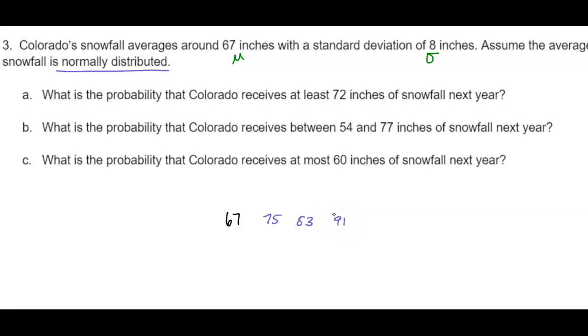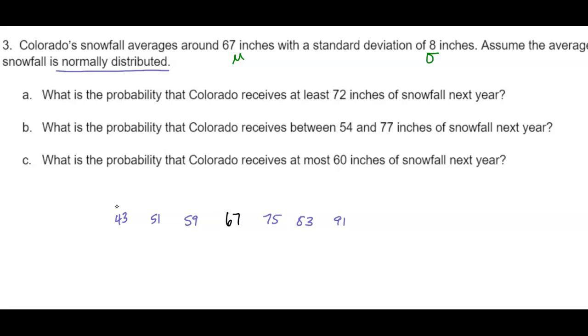Now let's do 3 standard deviations to the left. So now I'm going to take the mean of 67, and I'm going to subtract 8 over and over again until I get 3 standard deviations to the left of the mean. So 67 minus 8 is 59, 59 minus 8 is 51, and 51 minus 8 is 43. All right. Now, there are the numbers below the curve if I were using the curve.